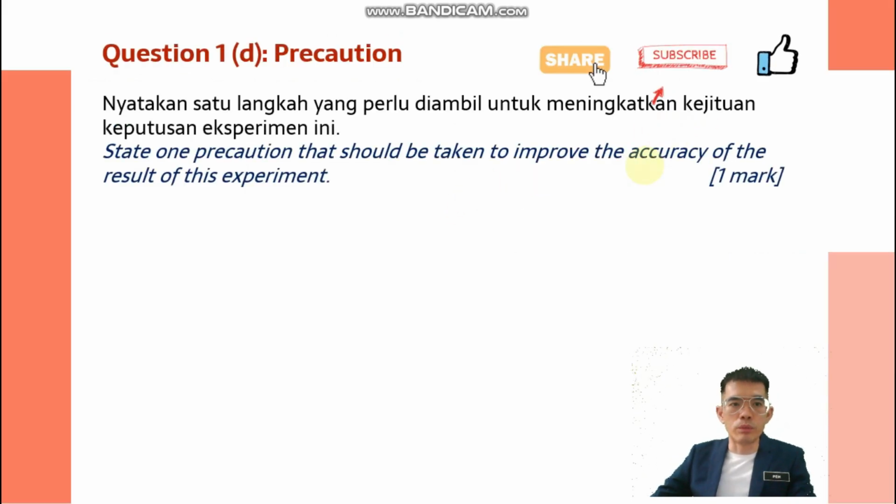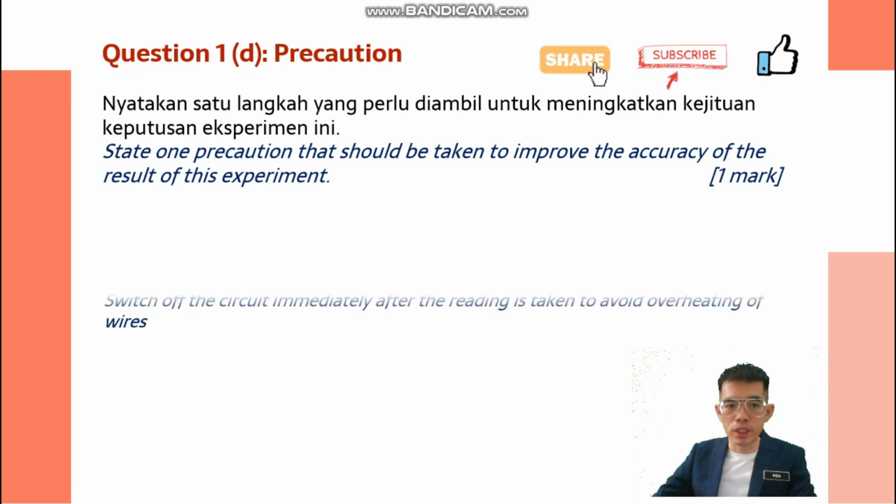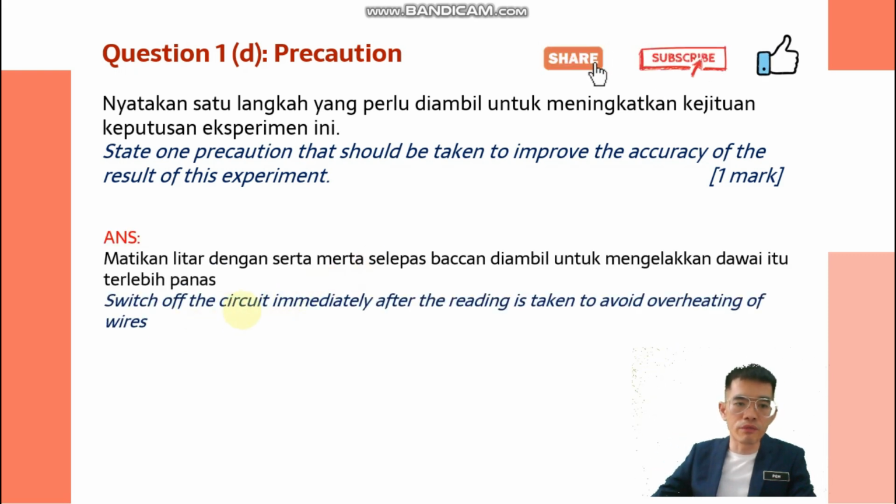The next question is regarding the precaution. Let's read the question together. State one precaution that should be taken to improve the accuracy of the result of this experiment. Normally for precautions, we have already learned how to write them in your compulsory report. The answer here is to switch off the circuit immediately after the reading is taken to avoid overheating of the wire. As the wire temperature increases, the resistance of the wire will change, so the result you get will be affected.